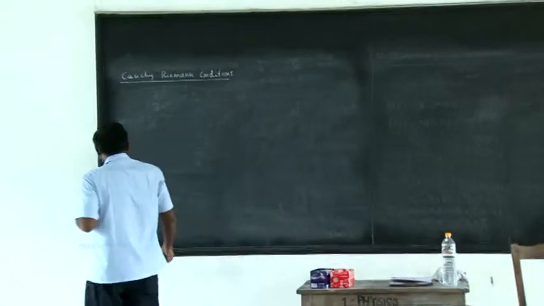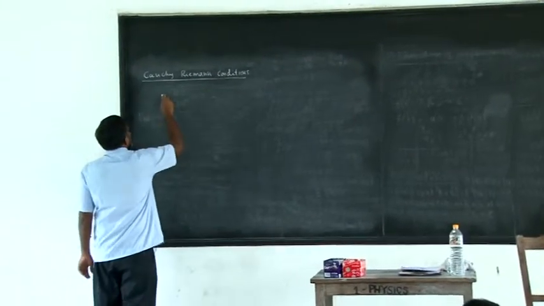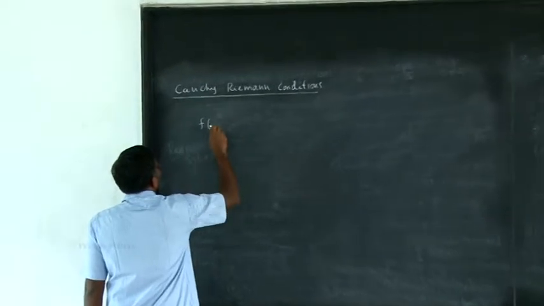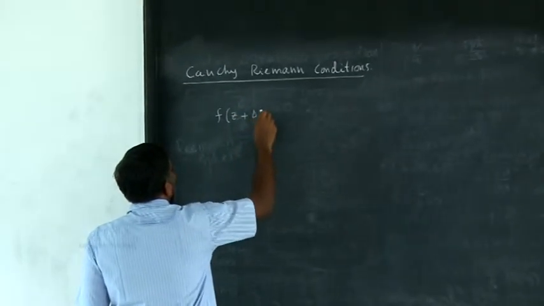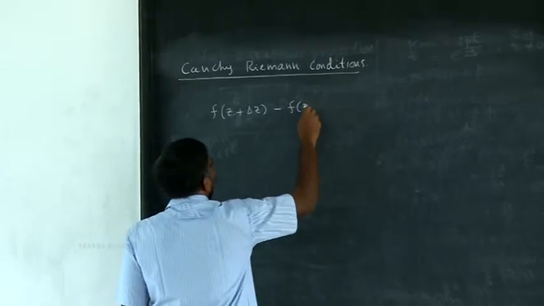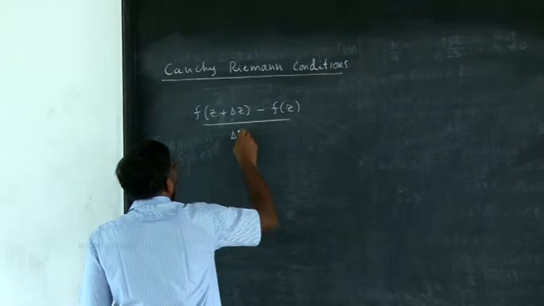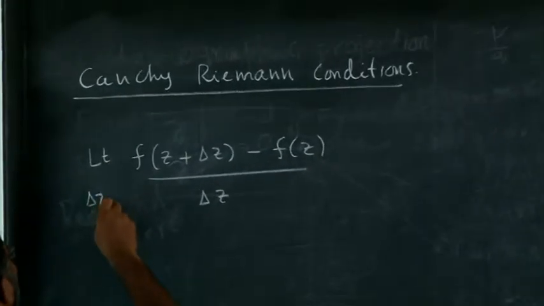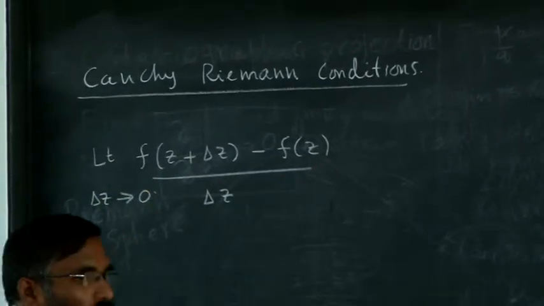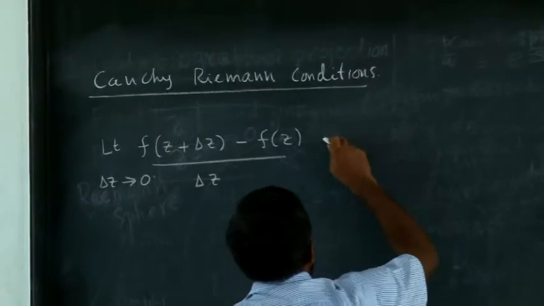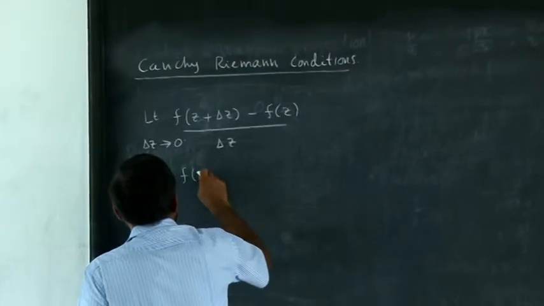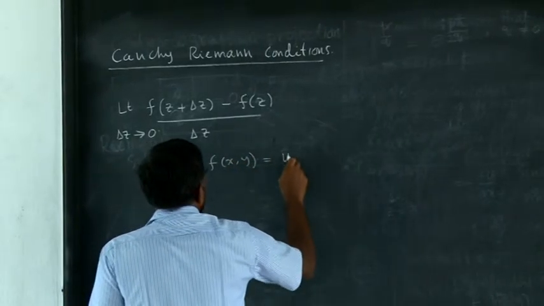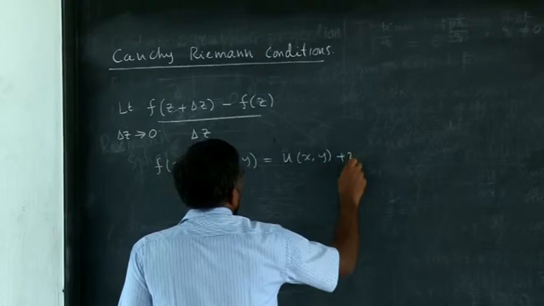Cauchy-Riemann condition. So you can get the Cauchy-Riemann conditions by asking this question: f of z plus delta z minus f of z, divided by delta z, and take this limit delta z to 0, and then you write f of z as f of xy is equal to u of xy plus i times v of xy.